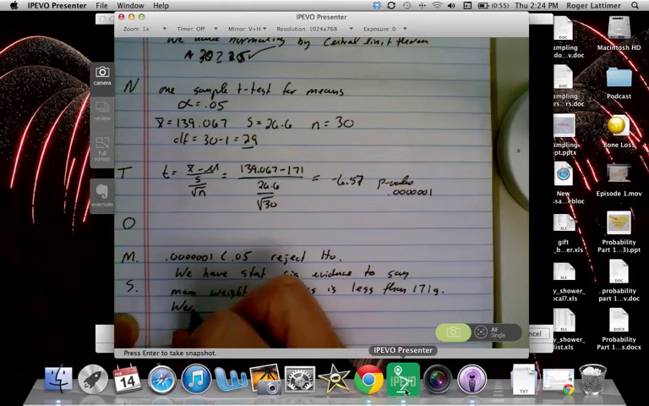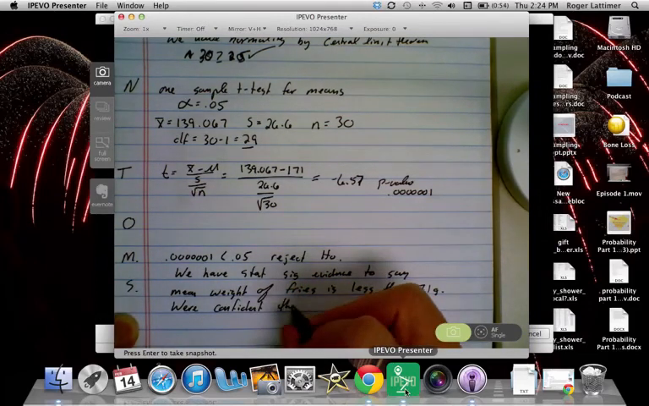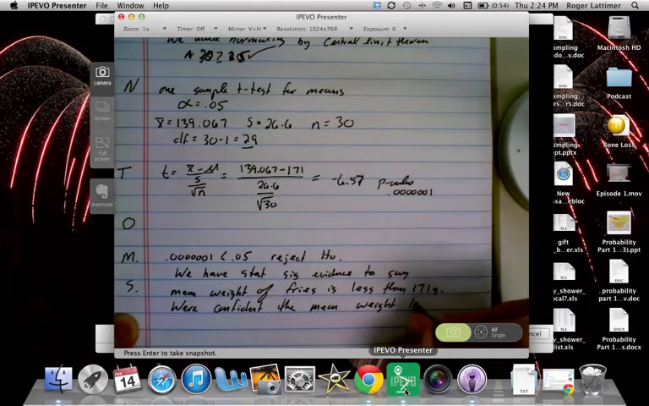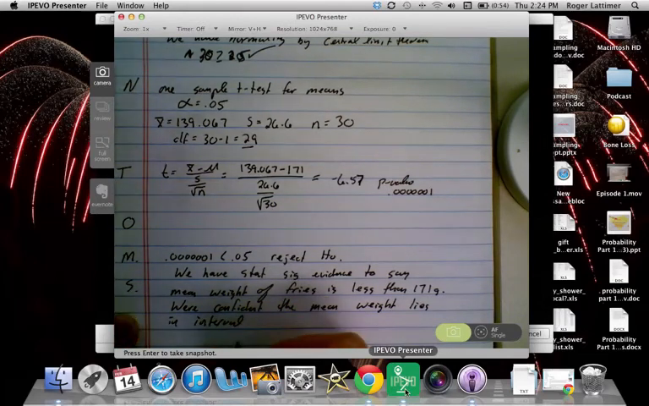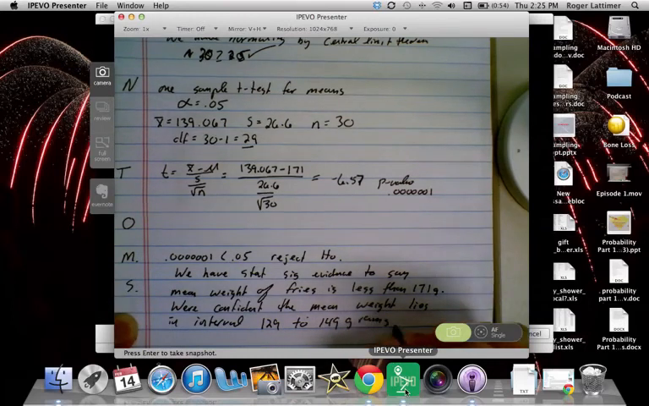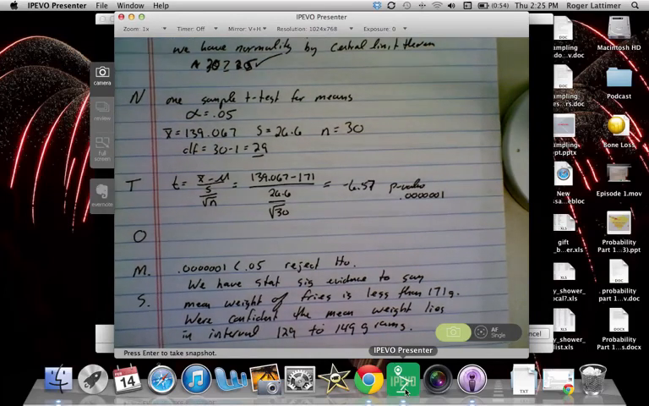We're confident the mean weight lies in the interval 129 to 149 grams. And there we go. That's everything you need to do for this problem. Phantoms, follow those steps and just work off of that. All right, thanks.